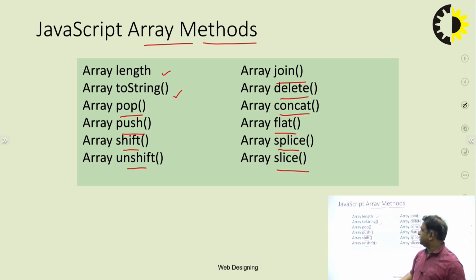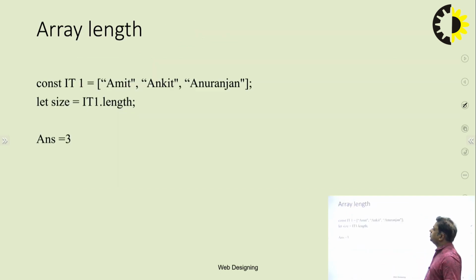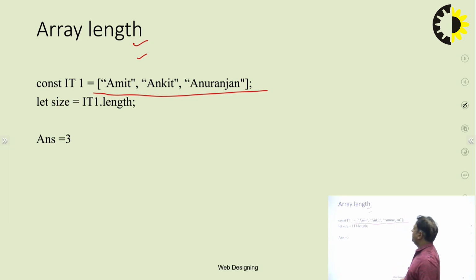So the first method is the length method. Suppose we have an array it1 equals to Amit, Ankit and Nandan, an array of three elements only, and I want to know the length of the array. So I can call its property, that is it1.length, right?